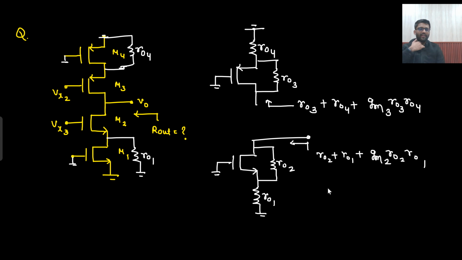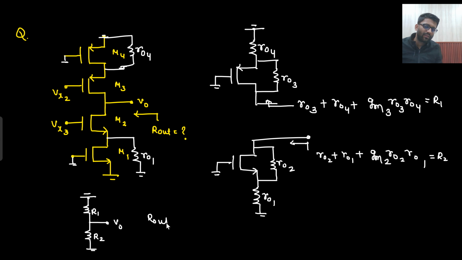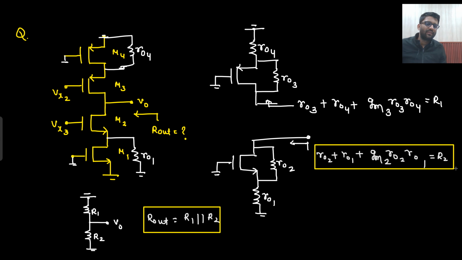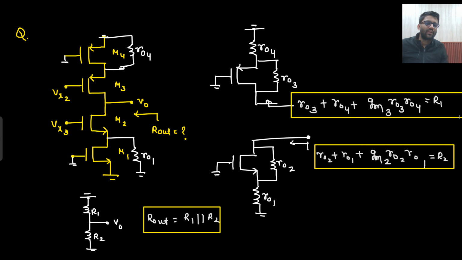So what did you understand here? From V0 to ground on the upper side I see one resistance. Let's call this resistance R1 and this resistance R2. From V0 to ground there is R1, and from V0 to ground there is R2. What will be your Rout? Rout will be equal to R1 parallel with R2. What is the value of R1? This is the value of R2, and this is the value of R1.